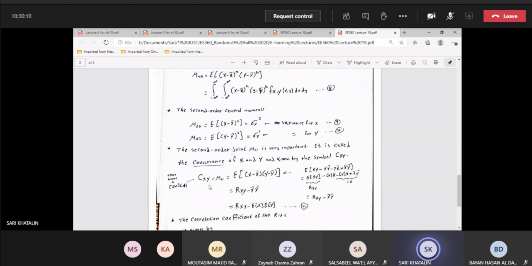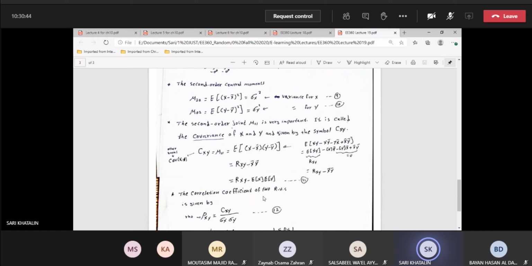Of course, the covariance is equal to the expected value of x shifted by its mean times y shifted by its mean. Now we can multiply them out and break them by using this identity right here. After you do that, the covariance will be equal to the correlation of x and y minus the mean of x times the mean of y, as you can see here.